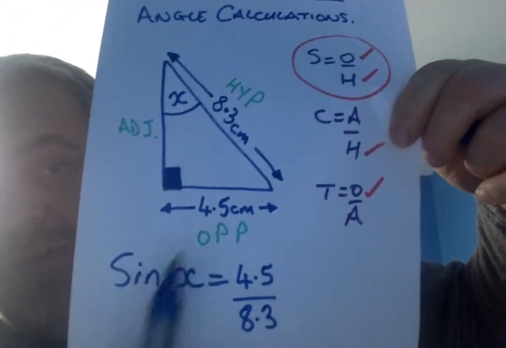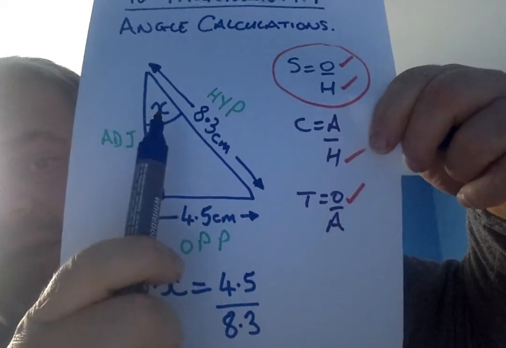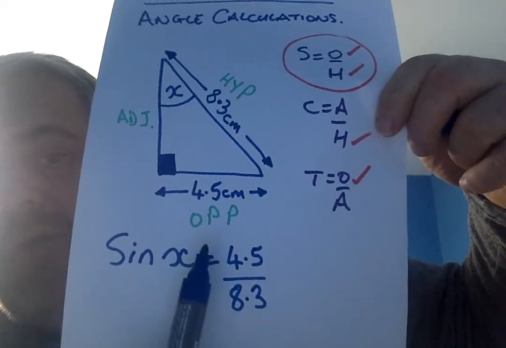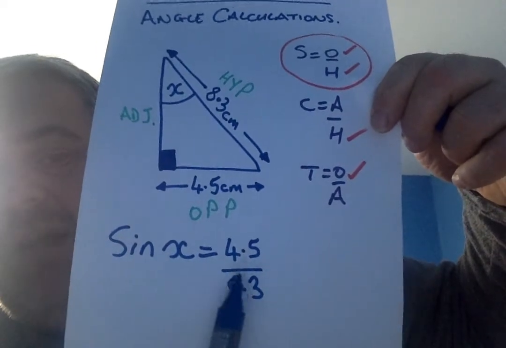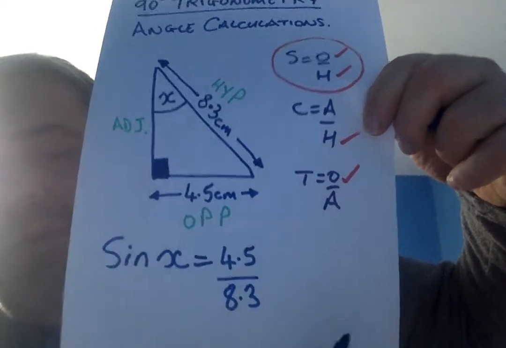Okay, we're then going to set up as we did before. So sine of the angle, which is x this time, equals my opposite value over my hypotenuse. My opposite is 4.5 and my hypotenuse is 8.3. So sine function, which we identified here, of my angle x equals the trigonometric ratio of its opposite value, 4.5, divided by the hypotenuse, which is 8.3.